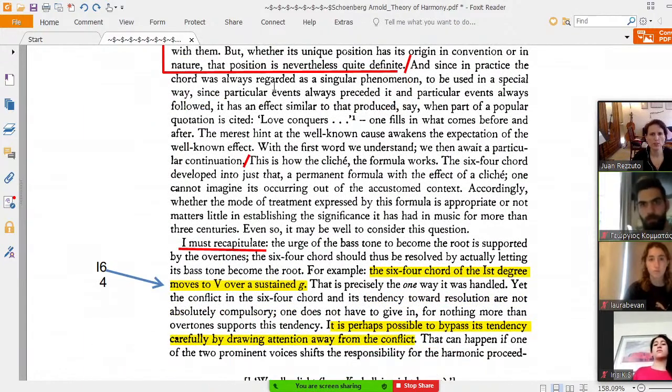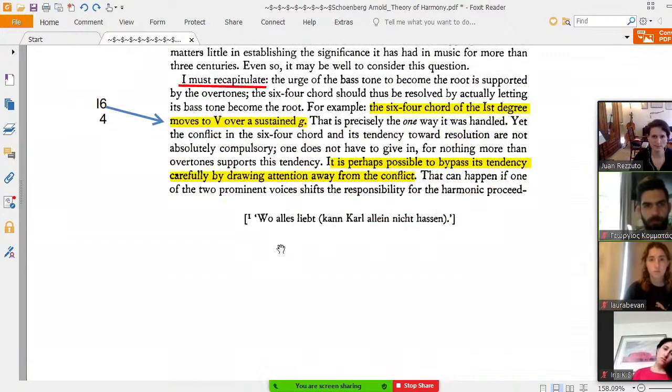So, the preparation, yes, I will not quote this. By the way, this is the way that we write it, Laura: I-6-4. I must recapitulate. The urge, this is the most important thing of the chapter, by the way: the urge of the bass tone to become the root is supported by the overtones. The 6-4 chord should thus be resolved by actually letting its bass tone become the root.